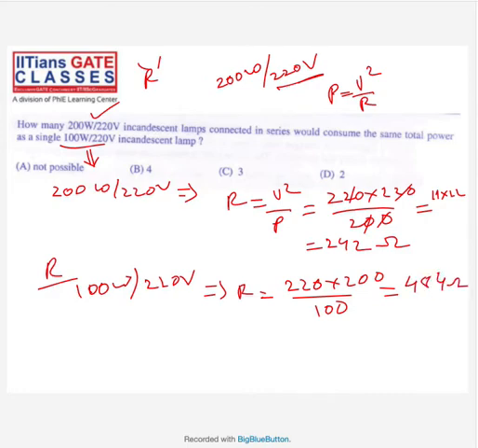So how many of this in series? So this will be 2, option. So how many of 242s in series will become 484? 2, right? So this is how you can solve the problem to calculate the resistance. Resistances have to be compared. Is it clear?